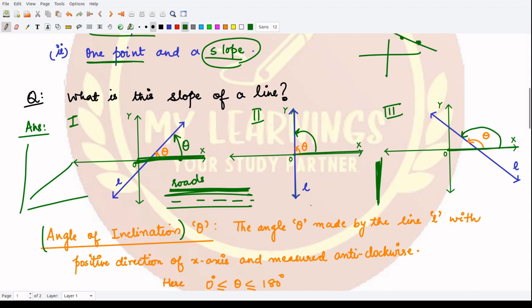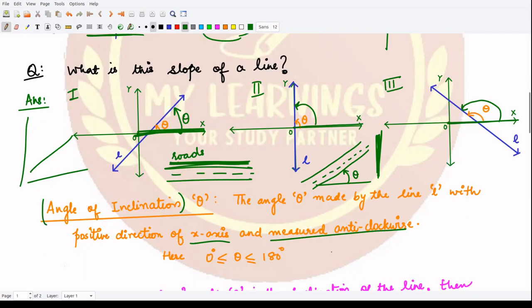However, when you go to some hilly area, you see the roads are like this. So here you feel some pressure on it, right? So you see this road has some angle here, and this angle is the angle of inclination at which this road has been laid. So we are defining this angle theta as the angle made by the line L with the positive direction of x-axis, and it is measured in the anti-clockwise direction. So this angle theta lies between 0 and 180 degrees, right?